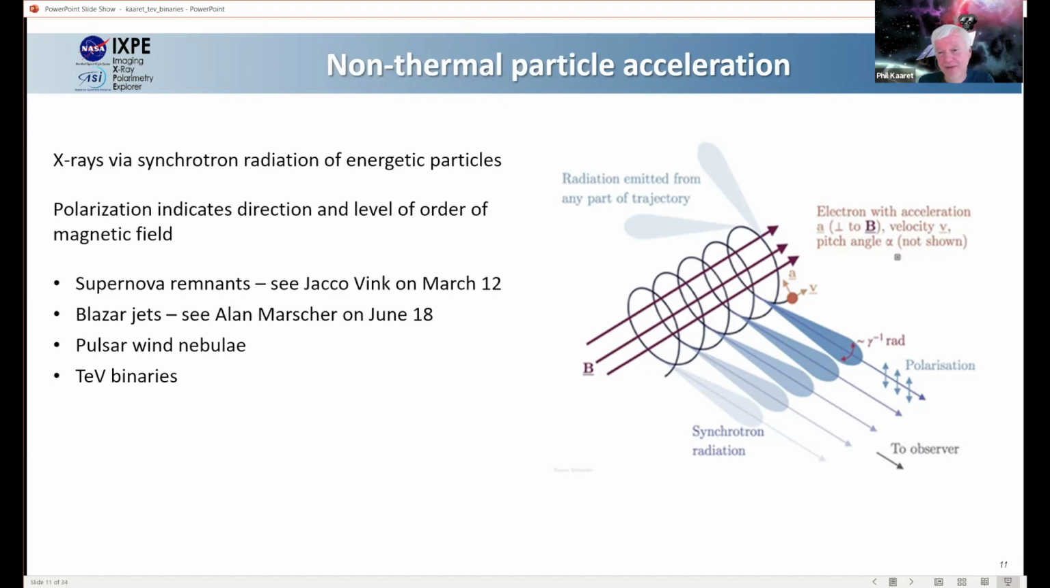From the fractional polarization, you can get the level of order. So if you have an extremely well-ordered magnetic field, you expect a high polarization. If you have a disordered magnetic field, you would expect zero polarization. In fact, the maximum polarization for synchrotron radiation is set by the spectral index of the distribution of the electrons, and I'll get back to that in a minute.